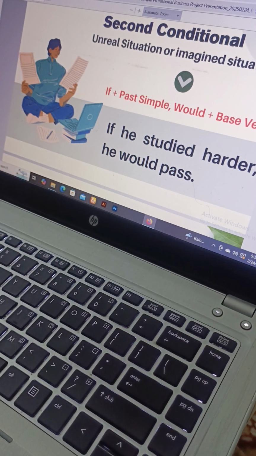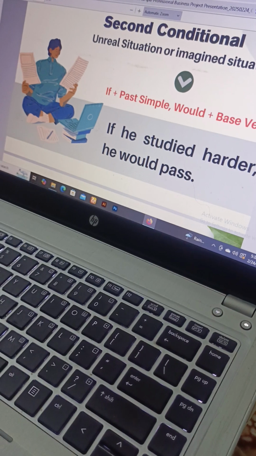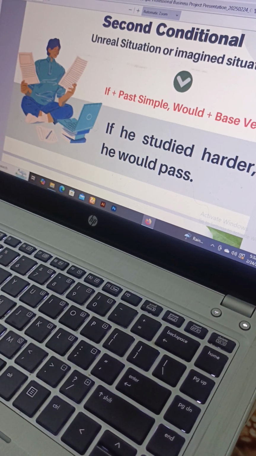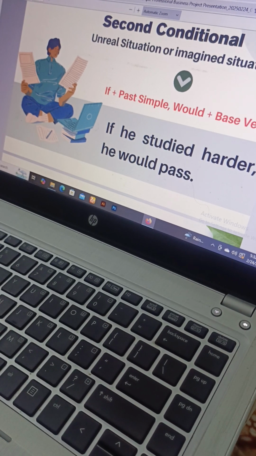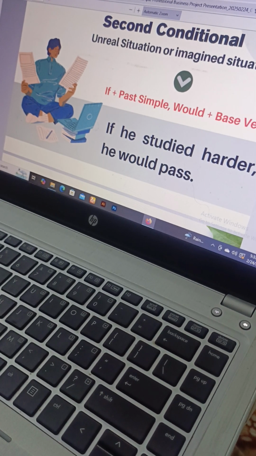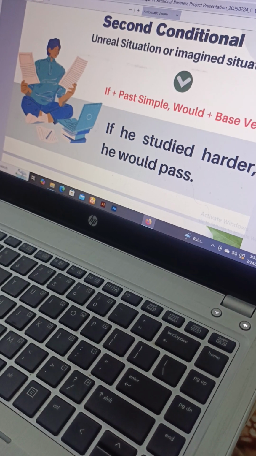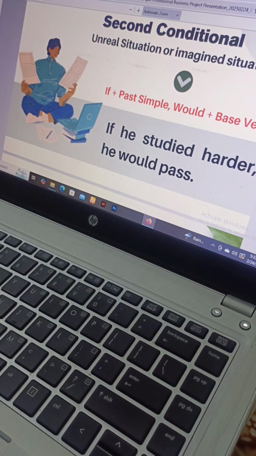Basically, I added this example here because this example can come in an imagined situation and also in a possible situation. It can come in the first conditional too. You can apply the first conditional rules on it, and you can also apply the second conditional rules on it, because it is both an imagined situation and a possible situation. So you can treat it according to the second conditional rules or the first conditional rules. There are some examples that fall under the two categories, because, as I said, an imagined situation can also be possible.